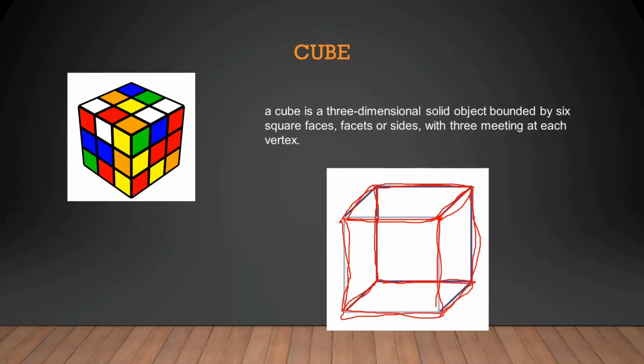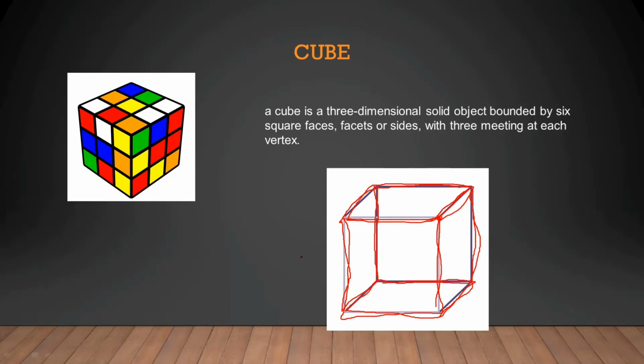So, ayan. So, therefore, we have the 6 square faces in the cube and we have 3 meeting at each vertex. So, meron tayong 8 vertices sa ating cube. So, kung ang square equal side siya, ang cube equal sides din. So, lahat ng sides and edges niyan ay equal.